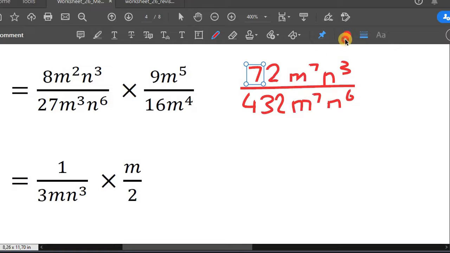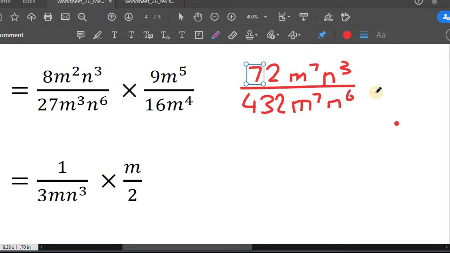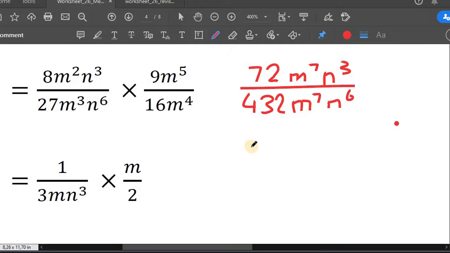There we go. How do I change this color? I just want to show you here. Okay, let's just go over this here for now. I think you can see. Then we've got this here. I hope you can see that this is 72 over 432. Over 6, right? So we can now simplify this to 1 over 6. So we finished with our numbers, with our constants. This is what I was talking about. When you simplify, you got that.